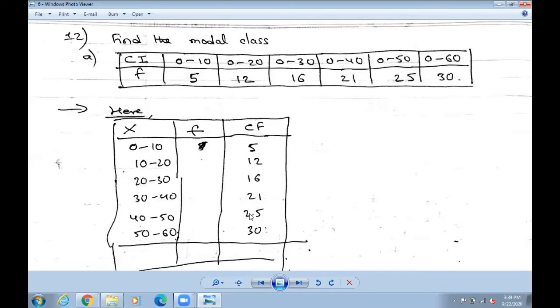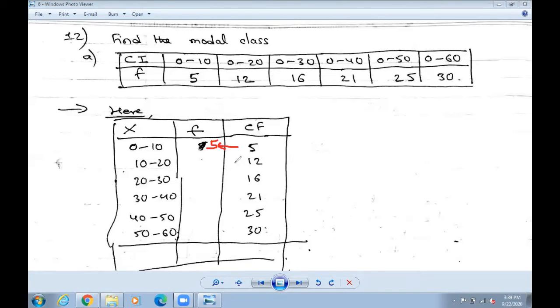This is the CF. We need to find out the frequency first. So how do we find the frequency? Let me write it down with the pencil. First of all, we need to write down 5, the same number. We don't need to write down the arrow over here.